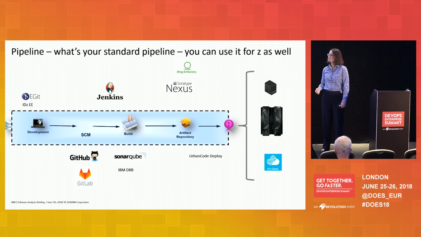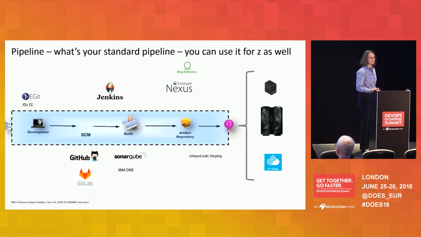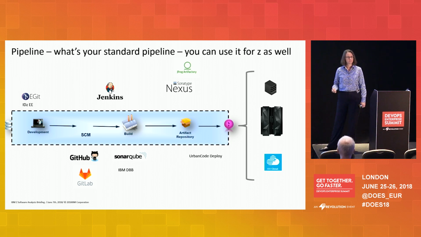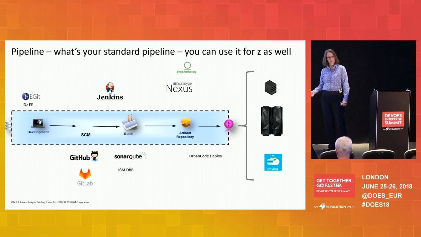So if you talk to a historical Z person that has been in the industry doing the same thing for the last 30 years, they will say, I already have a central SCM that manages all my source. I already have a common build tool that builds all my stuff, and I already have a common deployment tool. That's the production control tool they're currently using. And yes, they have that.